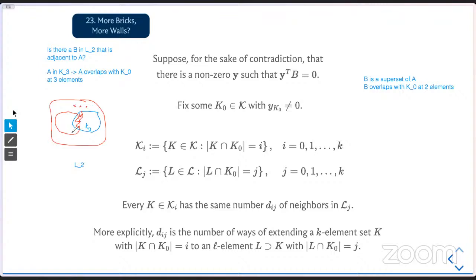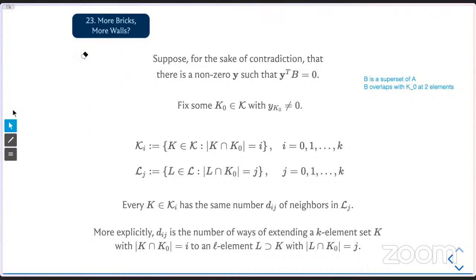All that we need is K overlaps with K naught at exactly I elements. But no matter how that overlap is, you will end up getting the same count. So this may be a little bit hard to be fully convinced about, but the important thing is that if J is smaller than I, then Dij is 0. If J is at least I, then you get some count, and it's a uniform count for all sets in a common equivalence class Ki. You basically get the same count.